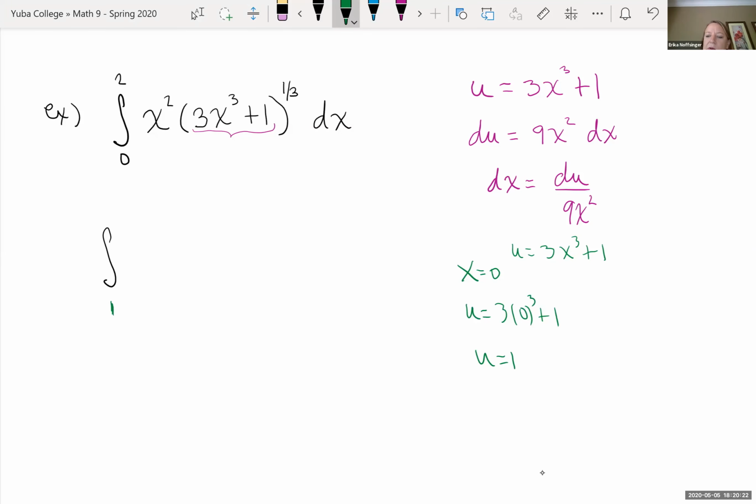Now we have to look at when x is 2. So we get u is 3 times 2 cubed plus 1. 2 cubed is 8. 3 times 8 is 24 plus 1. So u would have to be 25.